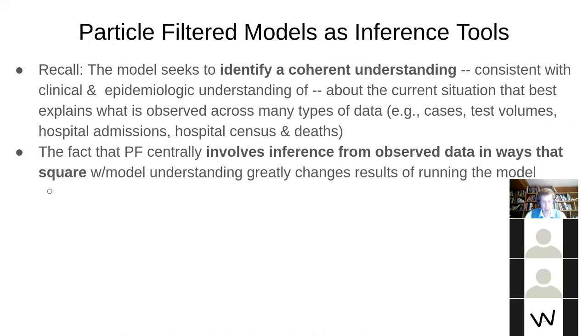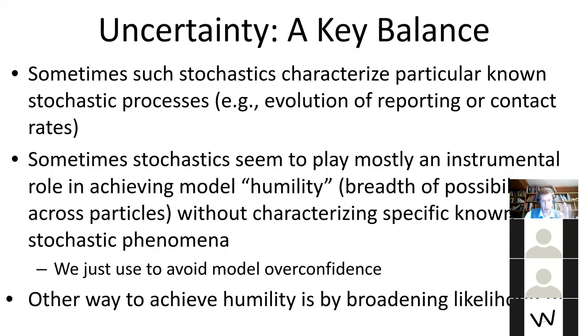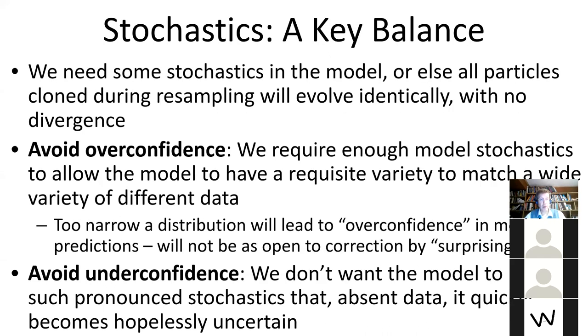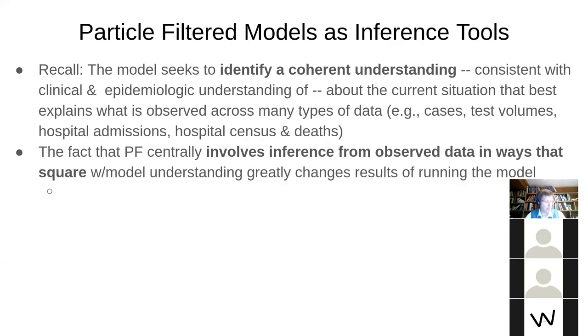And this has big implications. We're trying to infer from observed data in ways that square with model understanding. And I thought I had put in some additional comments here in this slide, but I'll just walk us through them. So when I run a model that has certain parameter values normally outside of the particle filtering context, this is something which will run and give me some results. It's not being corrected in any way by observations. But in particle filtering and in Kalman filtering, recurrent observations, these observations from the world occurring on an ongoing basis, are correcting my understanding.